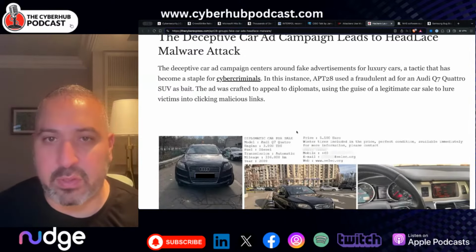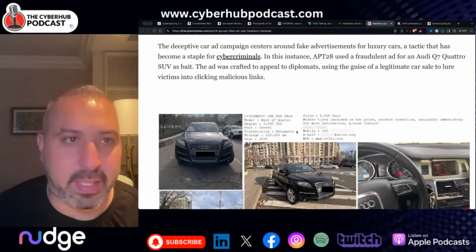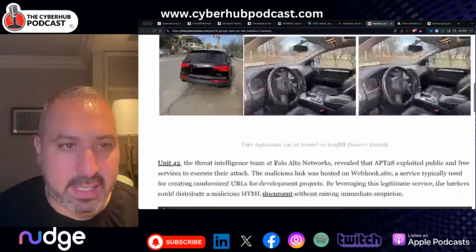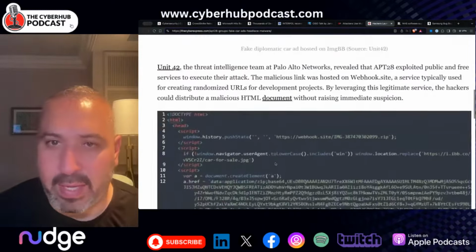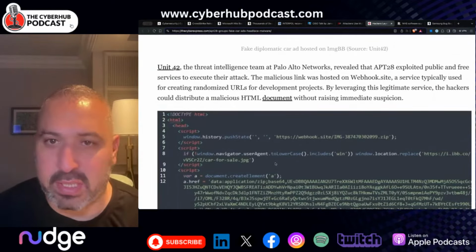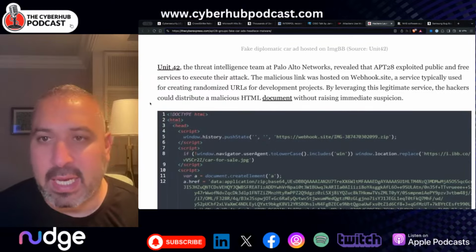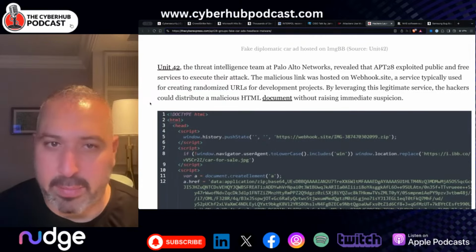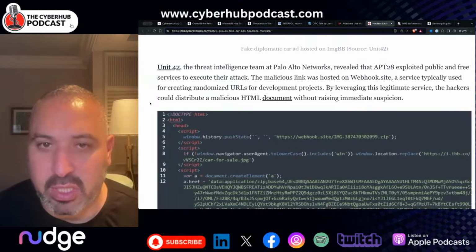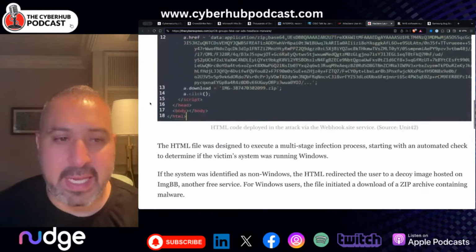The ad was crafted to appeal to diplomats, using the guise of a legitimate car to lure victims to click on malicious links. Unit 42 over at Palo Alto revealed that they exploited public and free services to execute the attacks. The malicious link was hosted on a webhook site, a service typically used for creating randomized URLs for development projects. They leveraged this legitimate service, and then they could distribute a malicious HTML document without raising any sort of attention.